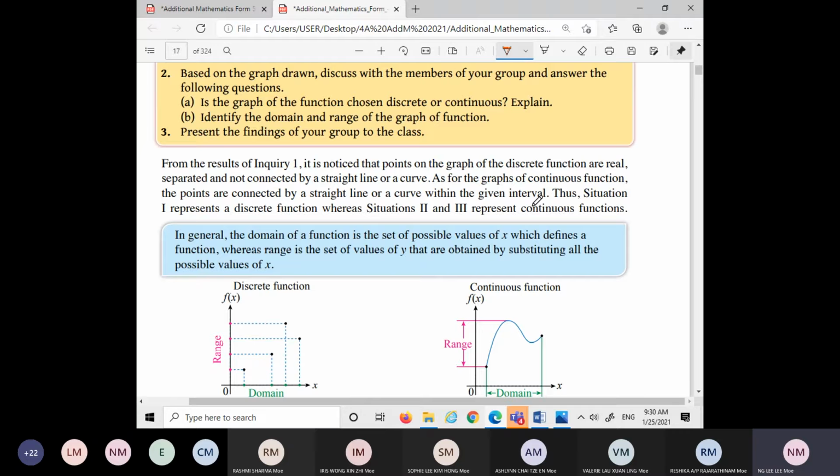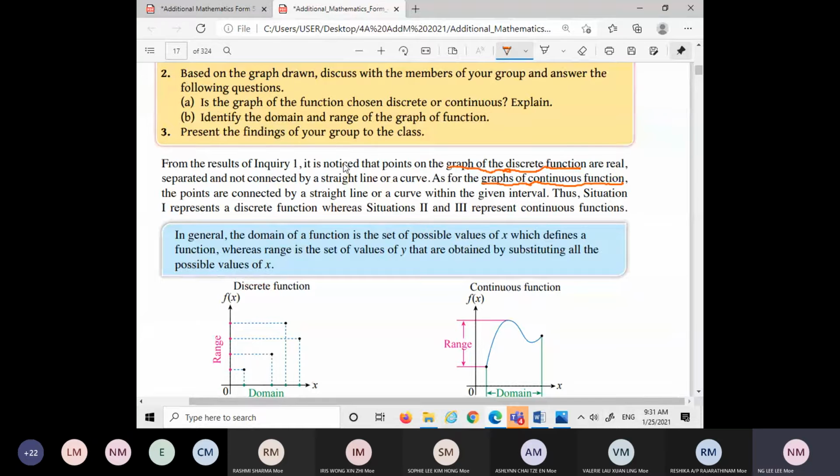Okay, first of all, I want you to know this. What is the meaning of discrete functions and what is the meaning of continuous functions? Graph of continuous function, graph of discrete functions.